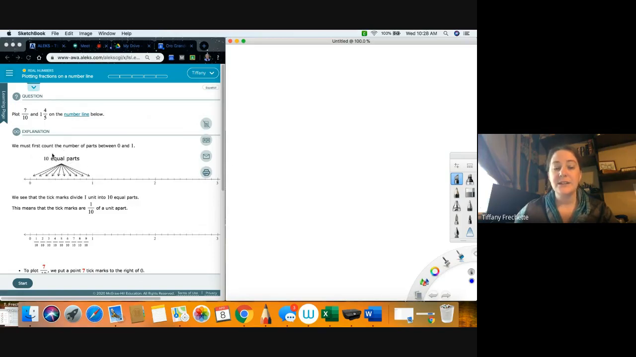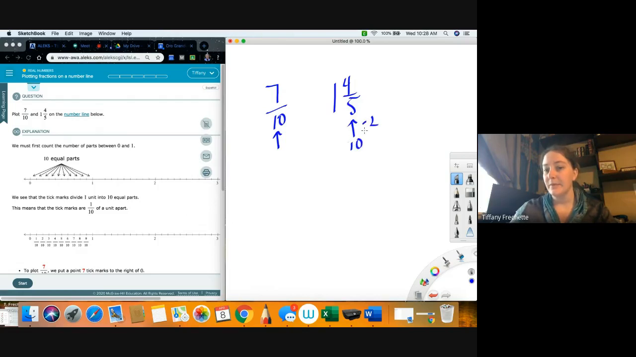And the reason they chose 10 was because in our 2 fractions here, we have 10 here and we have 5. Well, 5 and 10 can work together because if I multiply by 2 here, I get 10, right? Or I can even divide by 2 here and I can get 5. So they work together. So that's why they chose 10 pieces. 10 pieces is also really easy to work off of.